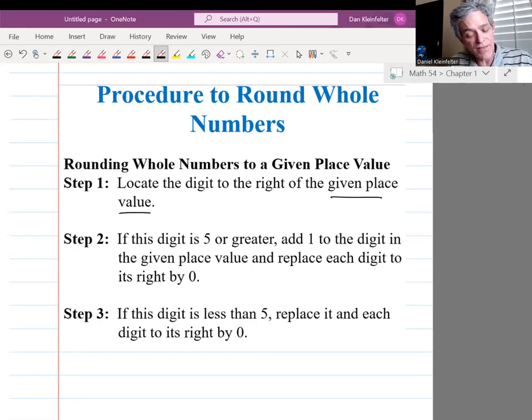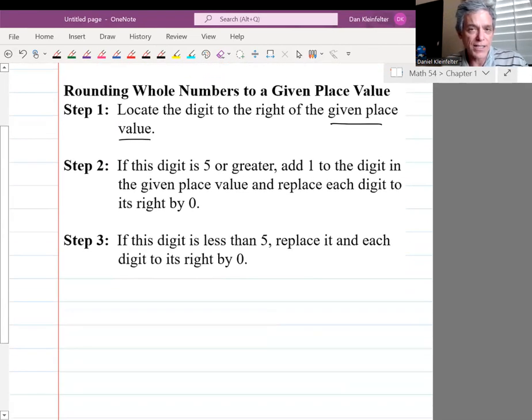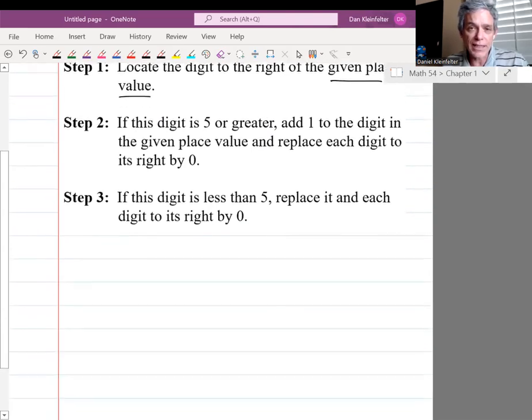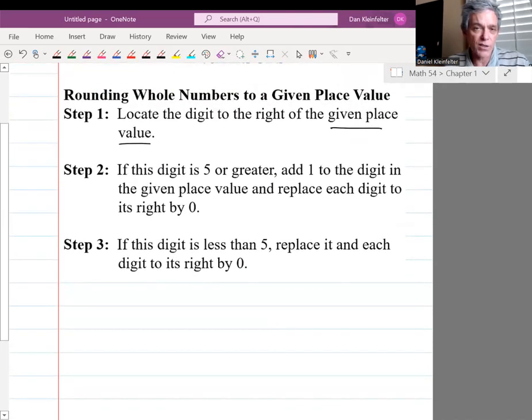Comparing that digit to 5, if it's 5 or greater, add 1 to the given place value and replace each digit to the right by 0. If it's less than 5, then replace it and each digit to the right by 0. So that's kind of long and not that easy to follow. So let me try to illustrate it with an example.